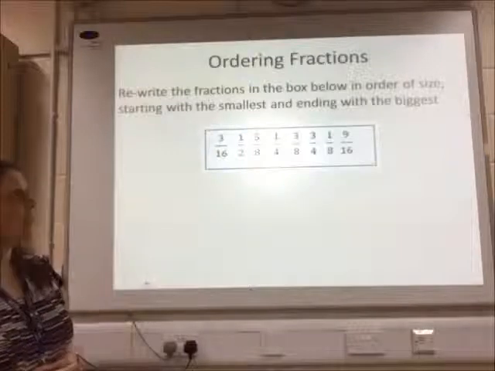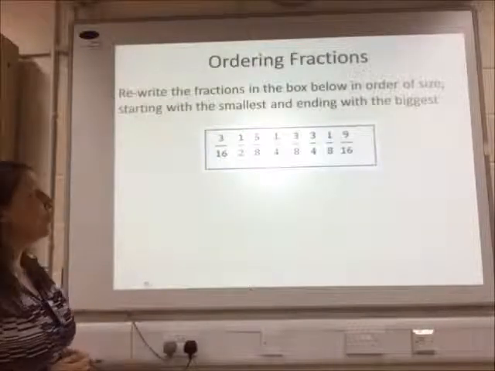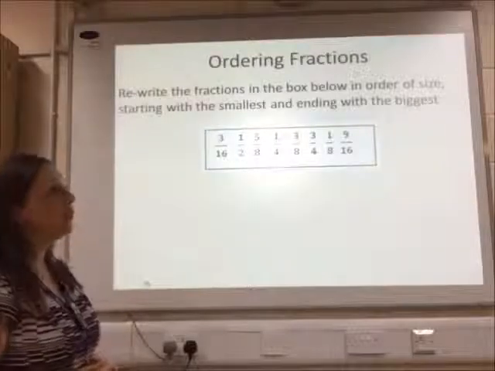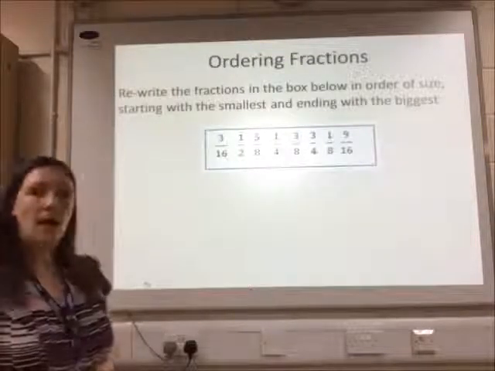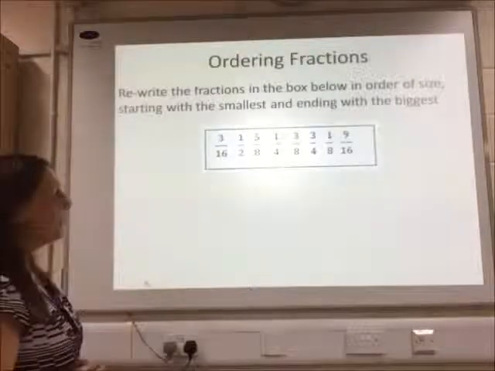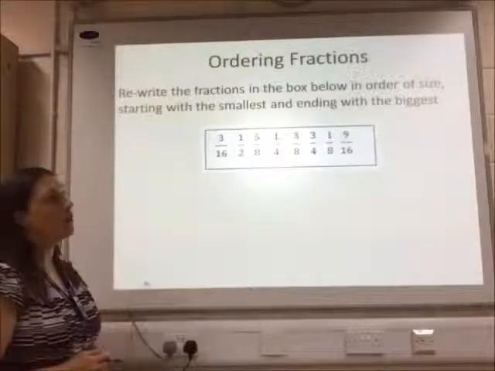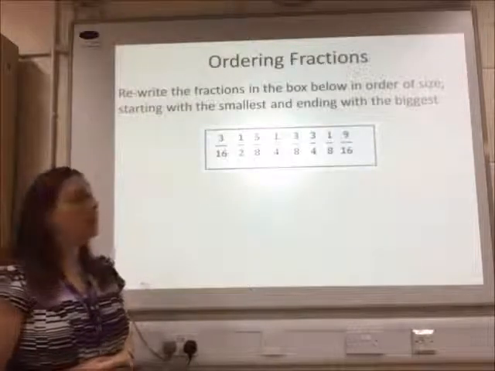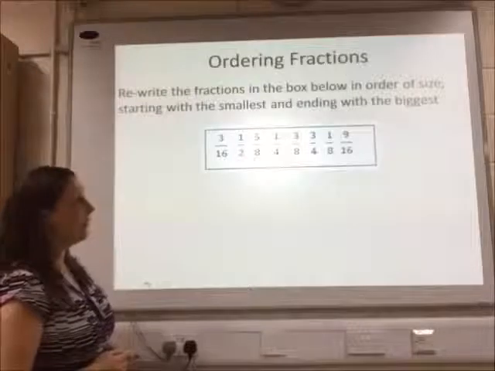We want to rewrite the fractions in this box to put them in order of size, starting with the smallest and ending up with the biggest fraction. At the moment, all the fractions look different to each other, and it is very difficult to gauge which one is the biggest and which one is the smallest. And so we need to give all of these fractions a common denominator.